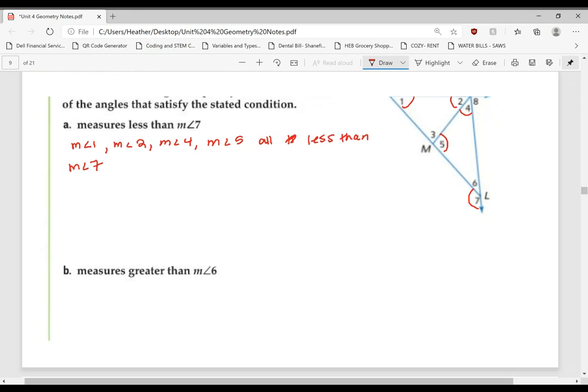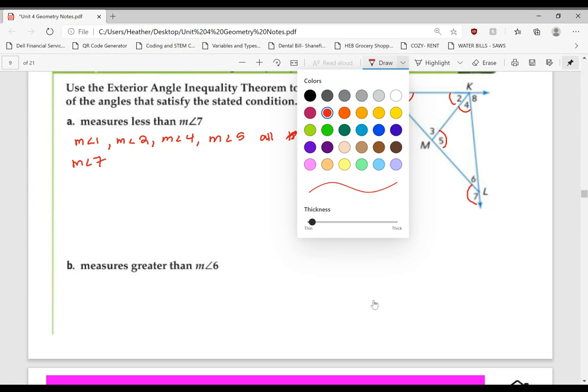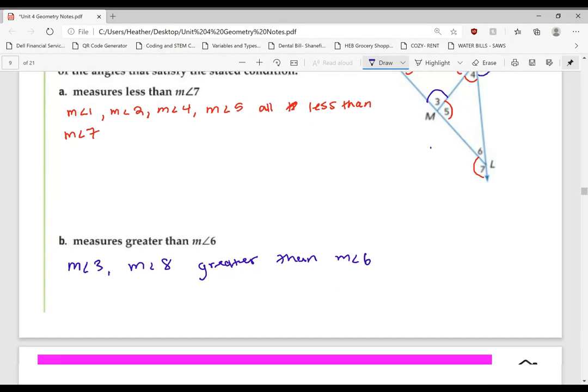Okay, now let's look at the measures greater than measure 6. I'm going to change my color. The measures greater than the measure of angle 6 are going to be 3 and 8. So here's 3 and here's 8. So the measure of angle 3 and the measure of angle 8 are greater than the measure of angle 6. And of course, this is based off of those theorems. We have an inside angle and then our outside angles.